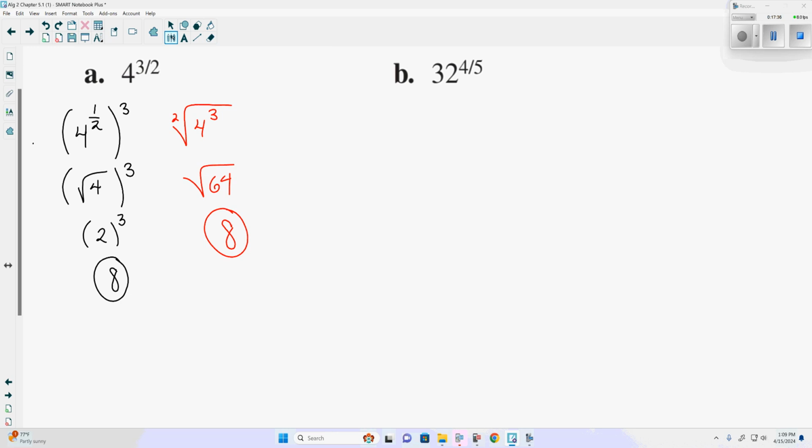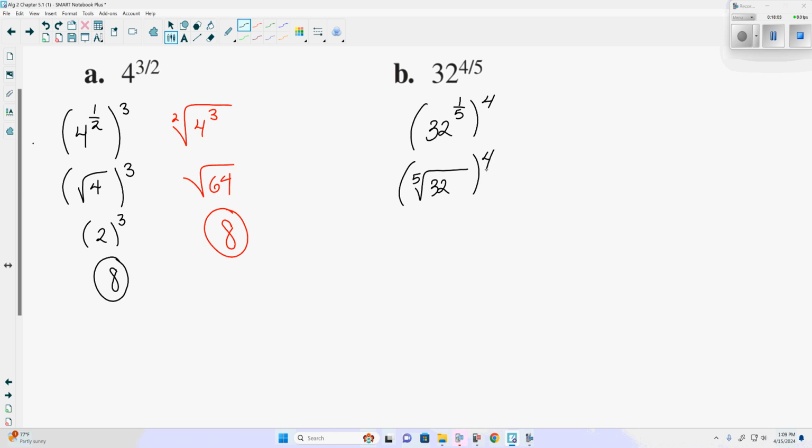Let's look at B. 32 to the 4/5. Well, we could say this is the same as 32 to the 1/5 to the 4th power. Because this is what we're going to be doing, the 5th root of 32 to the 4th.